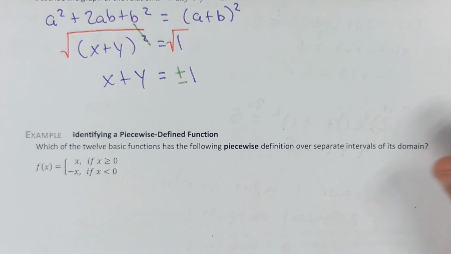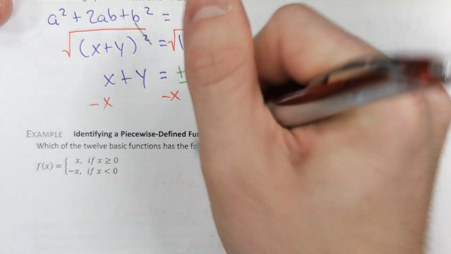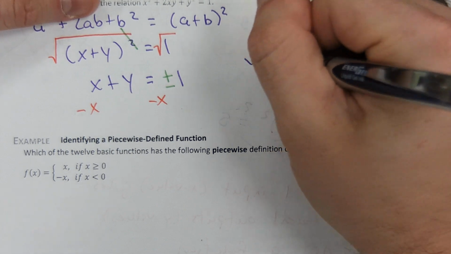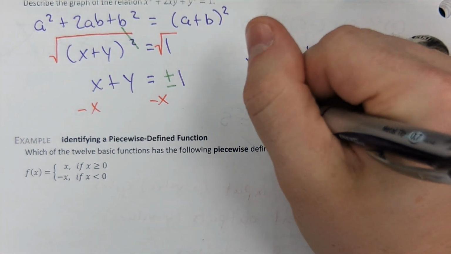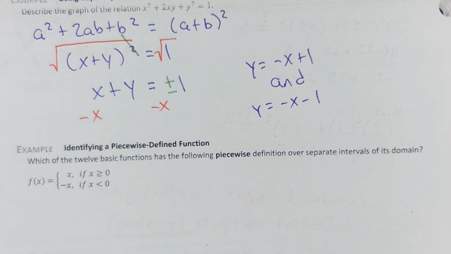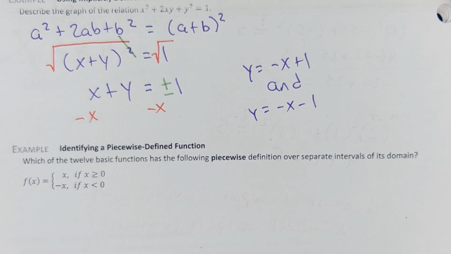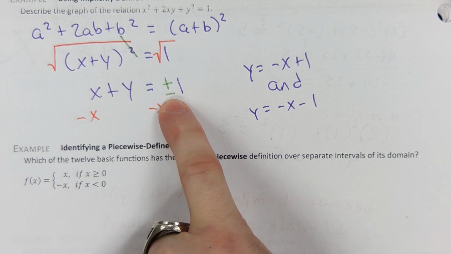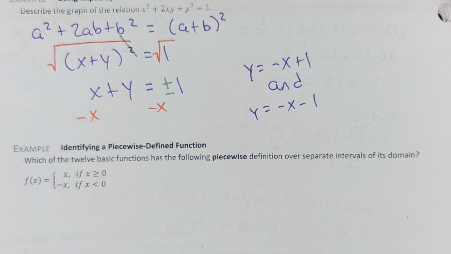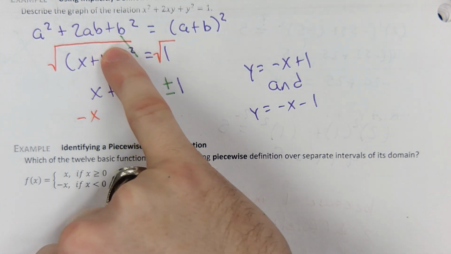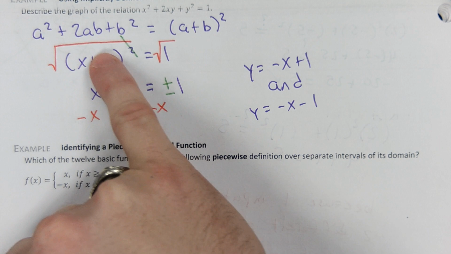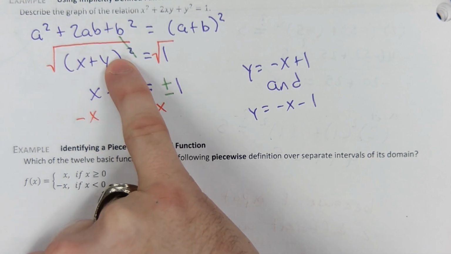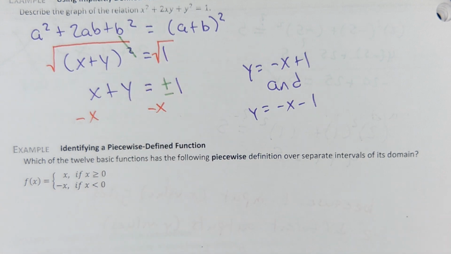Now we get y by itself simply by subtracting x from both sides. And that'll give us two different equations. Y equals negative x plus 1, and it's not an or statement, it's and. It's both things. Y equals negative x minus 1. Because this is positive 1 and it's negative 1. It's both numbers. Whenever you take an even root of an even power, it creates this plus or minus. Because this square hides the fact that this number could have been negative and you never would have known. If x plus y equals negative 1 and then you square it, you do get 1. So because we don't know that x plus y was positive, we have to say, well, it could have been positive or it could have been negative.